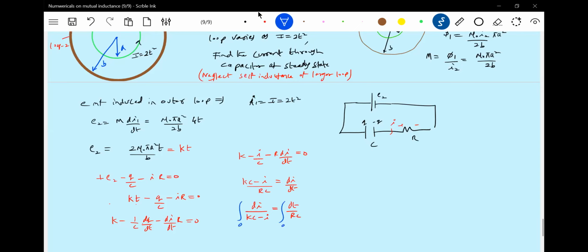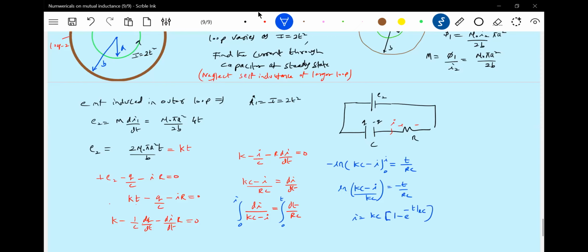At t equals 0, what was the current? 0. At any time t, let I be the current. I think, okay, we are in far better position. We can work out now, from 0 to I. What can be? Kc.